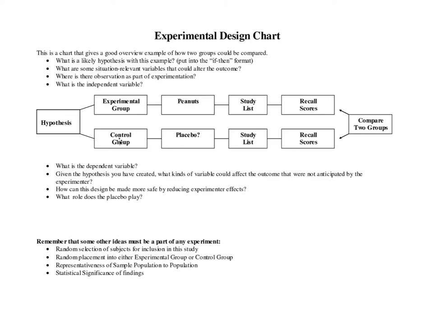With our control group, instead of giving them the peanuts or whatever, we give them a placebo. Maybe we don't give them anything, or we give them something fake. It doesn't really say here, but you get the point. And then we give them the same study list. They study the words, and then we collect their recall scores. Now we have scores from our experimental group that used our treatment, and we have scores from our control group that did not use our treatment. So we have these two scores.